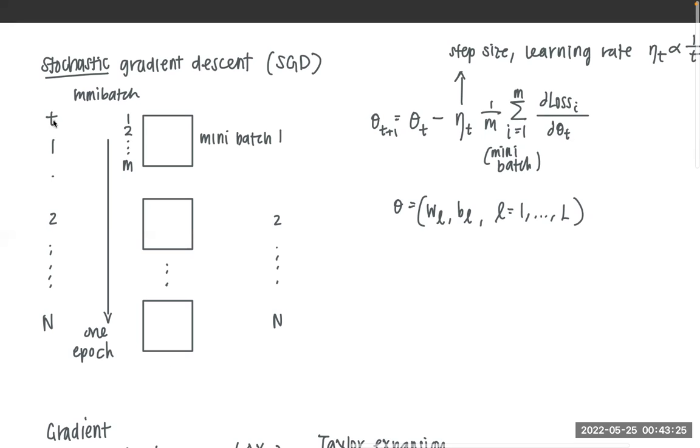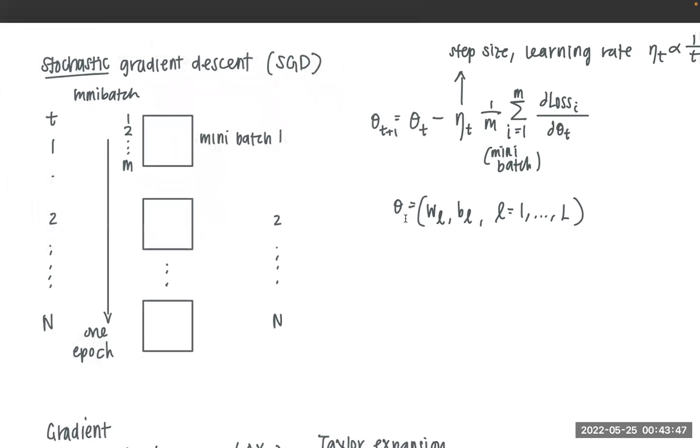Here I use t to denote time. So t goes from 1 to N. This is one epoch. And then in the next epoch, you go back here again and update the parameters. And then you go over all the mini batches. That's the second epoch, and then keep going. So that's the training procedure.